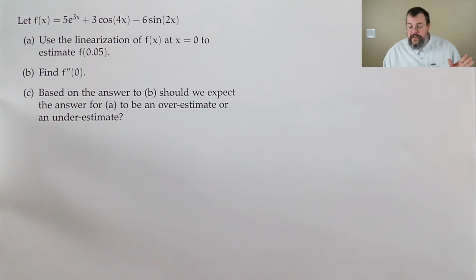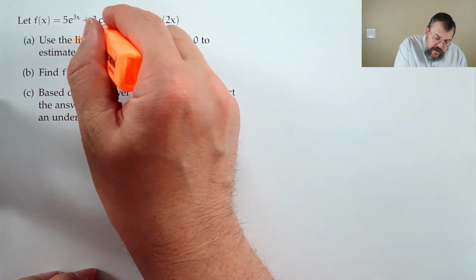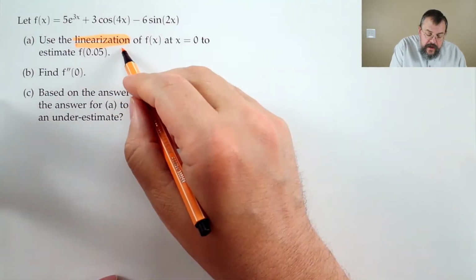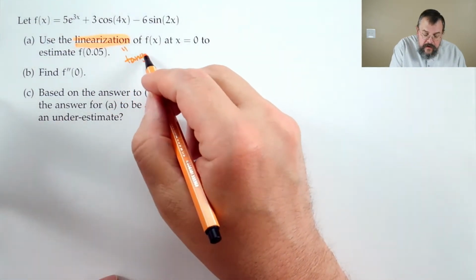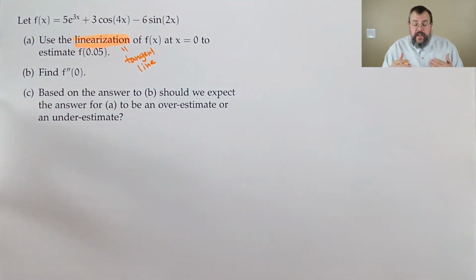Now, part A is linearization. Now, that deals with a topic we've talked about before. So the question is, do we remember what it means to talk about a linearization? And hopefully we do. As a quick refresher, linearization is really just a fancy way of saying tangent line. So what is it we're doing? Well, we're going to use the tangent line of the function at x equals 0 as a stand-in for our function. And we'll use that to get an estimate for what's happening to our function at 0.05.